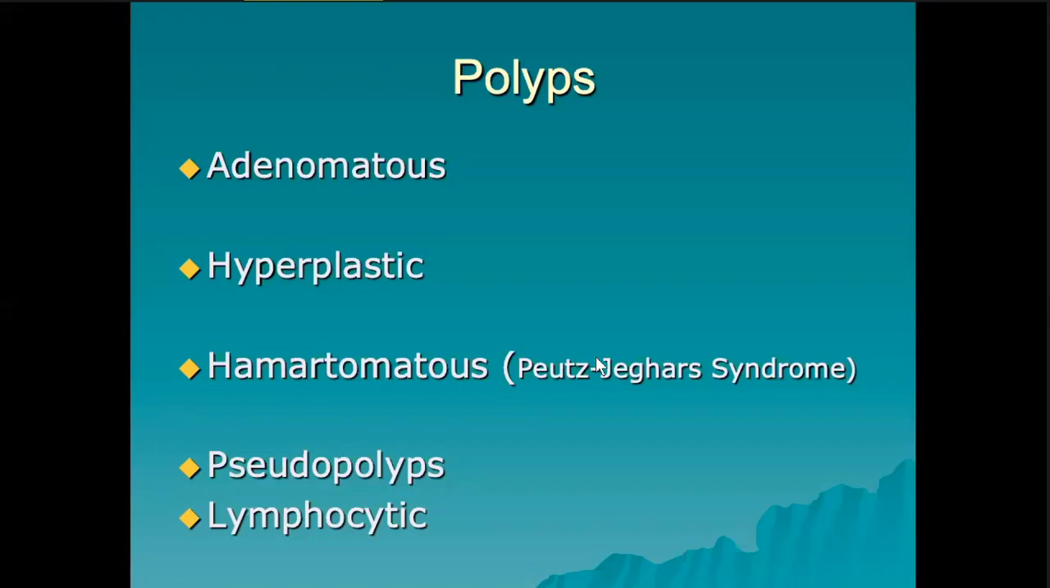Then we have the pseudopolyps, which you would have heard about in the lectures on inflammatory bowel disease. In inflammatory bowel disease, you have these pseudopolyps. They are not really polyps, but they are areas of hypertrophied mucosa. In addition, you can have proliferation of lymphoid tissue. You know that the small bowel has lymphoid tissue, more prominent in children, in the form of Peyer's patches. The large bowel also has lymphoid tissue, so sometimes you can have lymphocytic polyps. So these are the polyps that you usually encounter.